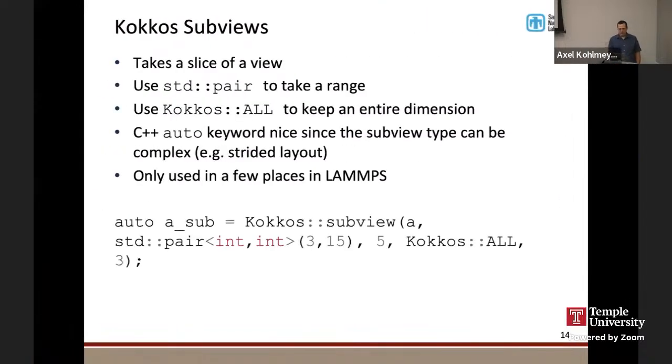One thing that's nice about Kokkos as well is that you can take a slice of the view. That's called a subview. You use a standard pair to take a range. So here's an example. We're taking a subview. This is a 1, 2, 3, 4D view.